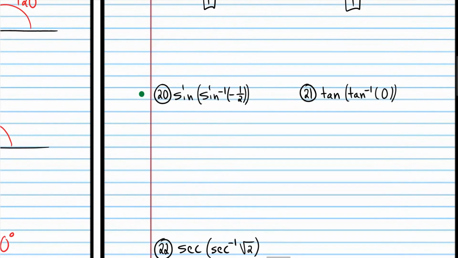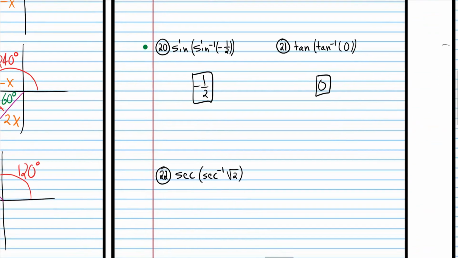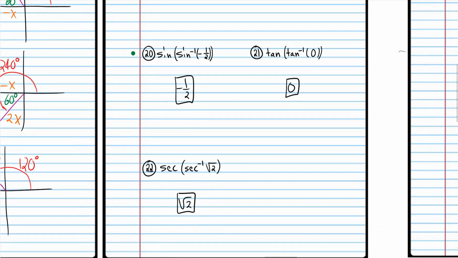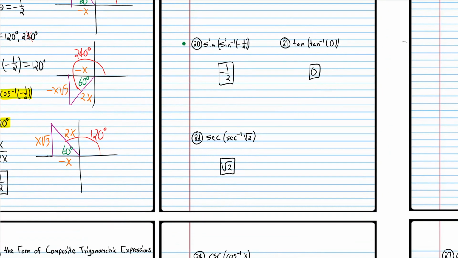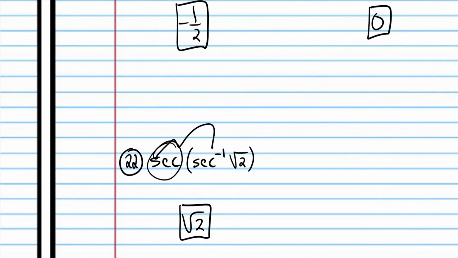Okay, we're back. So negative 1/2, 0, and root 2. Again, we don't have to do all the math because these functions undo each other. And we're just left with whatever the numbers are inside. Now, you're going to see expressions like this where that's not actually true, but we're going to deal with that in the next class. When you have an inverse function on the outside and a regular function on the inside, then it's not always going to be true.